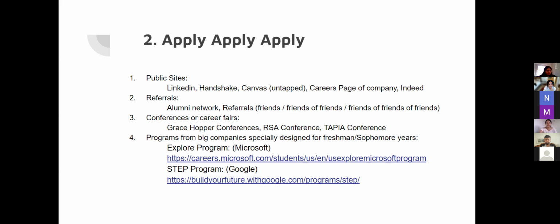Yeah, so there's the RSA conference and the Tapia conference. I think Tapia is open for all. Yeah, RSA is also open for all. And for Grace Hopper, there's also an upcoming deadline. The conference sponsors students to attend and covers the ticket cost as well as some other costs.